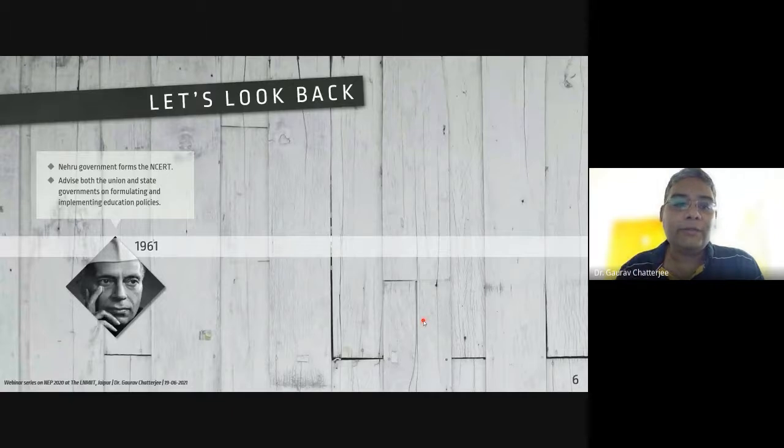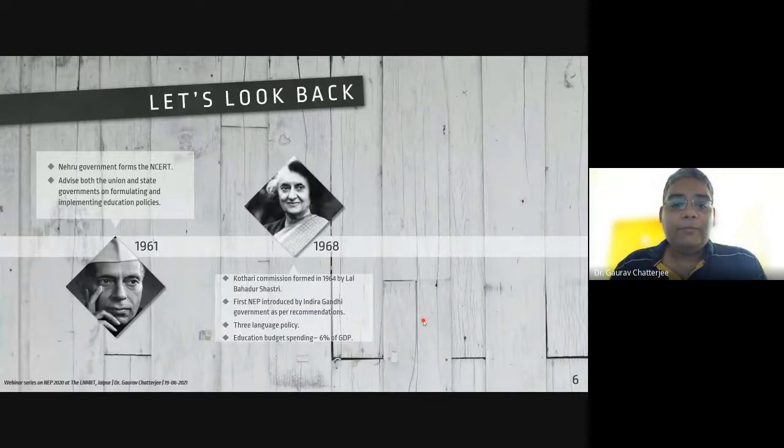In 1961, he brought the NCERT into commission. Then in 1964, Lal Bahadur Shastri formed the Kothari Commission. And the Kothari Commission was actually a very elaborate commission.